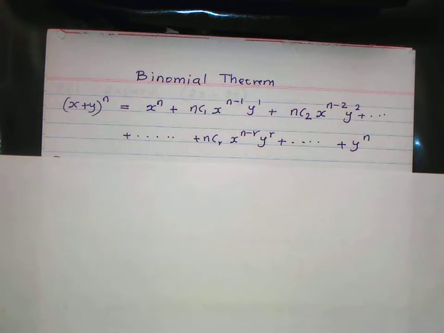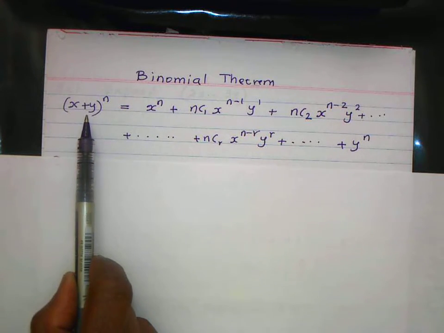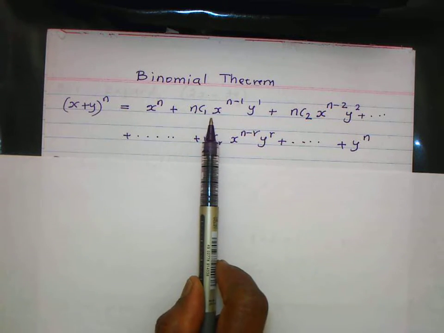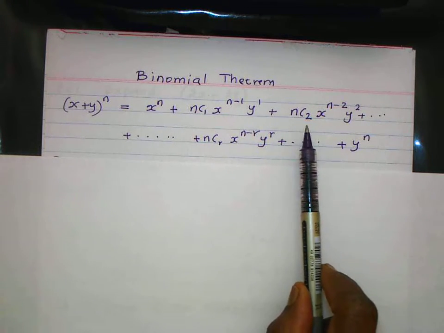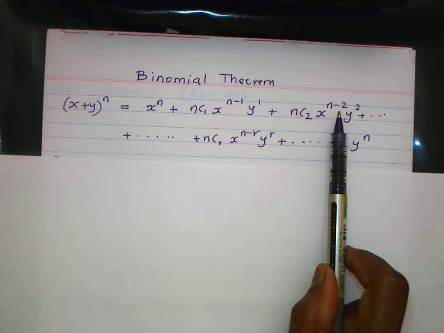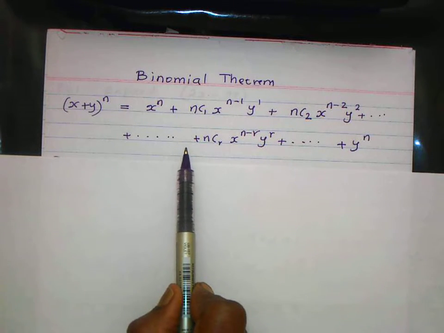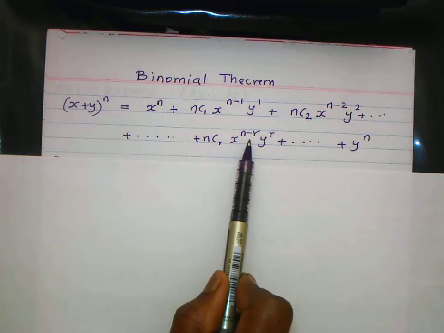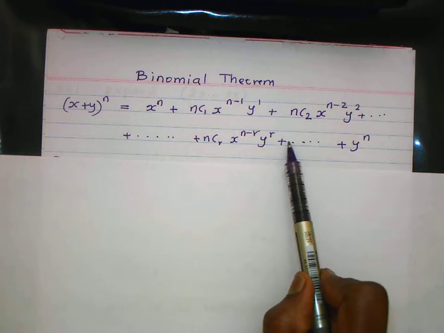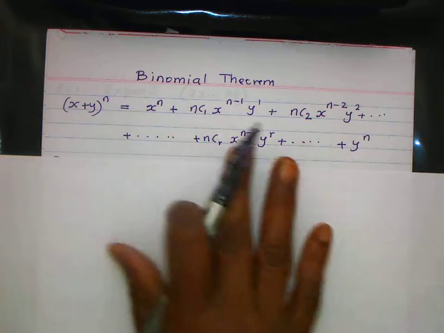The binomial theorem: (x plus y), which is a binomial, to the power n equals x to the power n plus nC1 x to the power n minus 1 y to the power 1 plus nC2 x to the power n minus 2 y to the power 2 plus etc., plus nCr x to the power n minus r y to the power r plus etc. The last term is y to the power n. Okay, this is the expanded form.